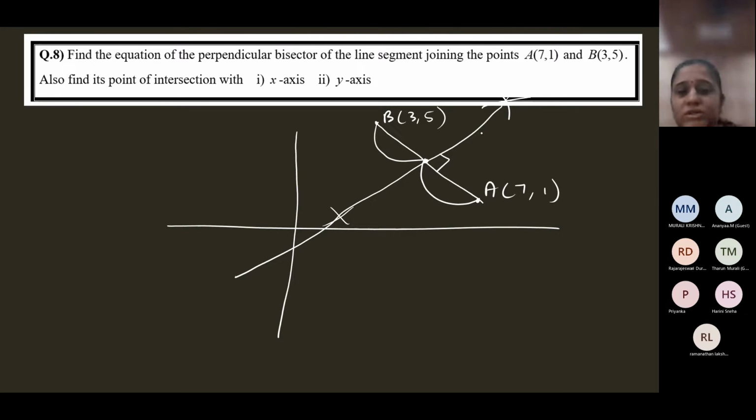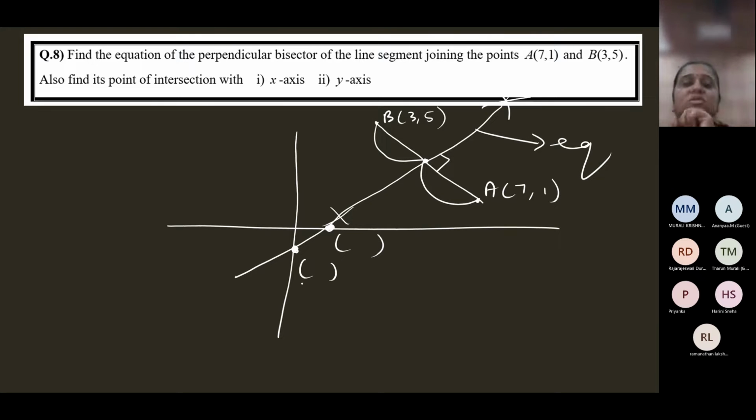You need to find the equation of this one. Also find its point of intersection with the x-axis and y-axis. See here, the perpendicular bisector cuts the x-axis here and the y-axis here. You need to find the coordinates of these two points also. From this rough diagram you can see that the perpendicular bisector is a line, not a line segment. So you must find the coordinates of the point of intersection of the perpendicular bisector with the x-axis and with the y-axis.